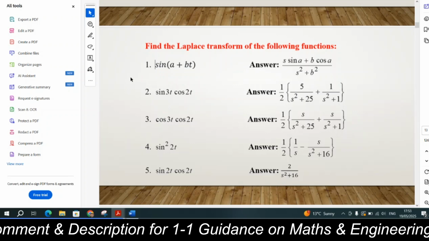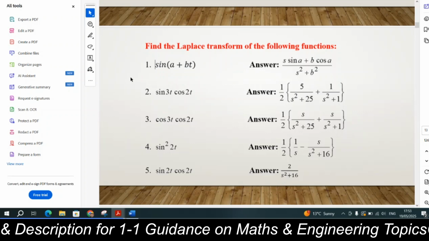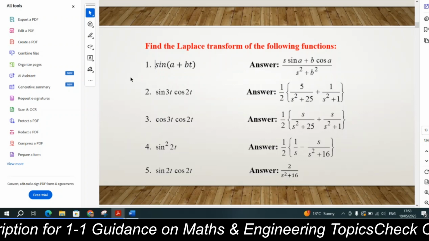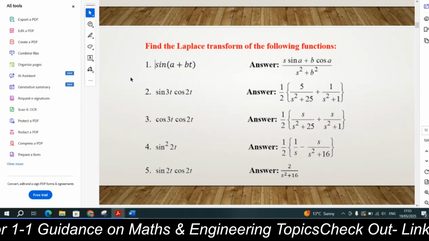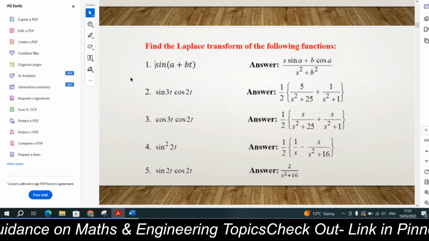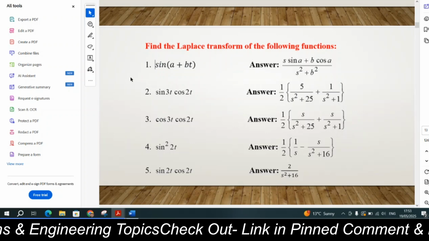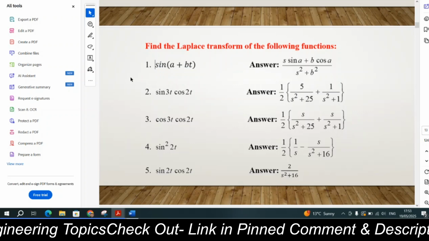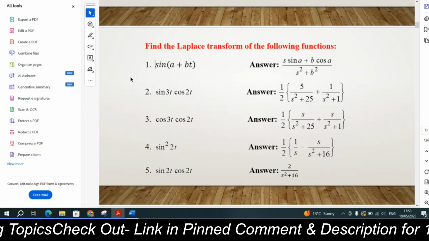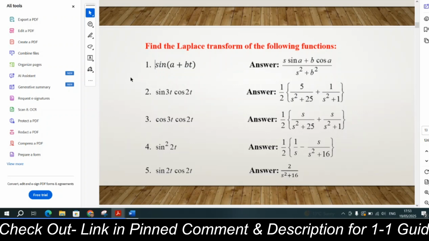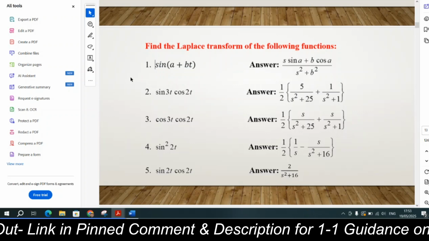So do you know the formula for sine a plus b? Sine a plus b, no. Okay, so sine a plus b is sine a cos b plus cos a sine b. Is it not there in your trigonometric identities? No, sir. 1 second. Sine a plus b. Okay, I got it. Sine a cos b plus cos a sine b. Yeah.